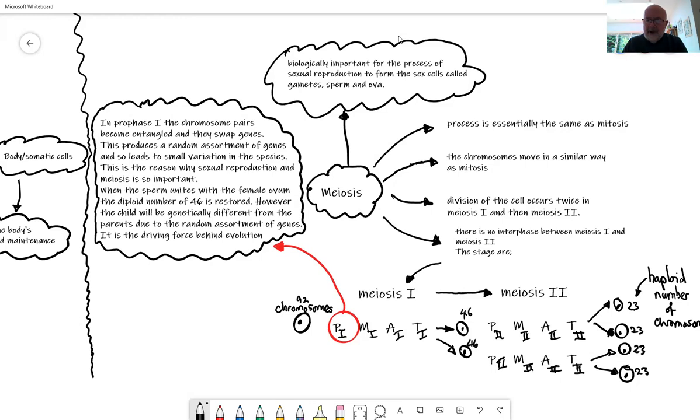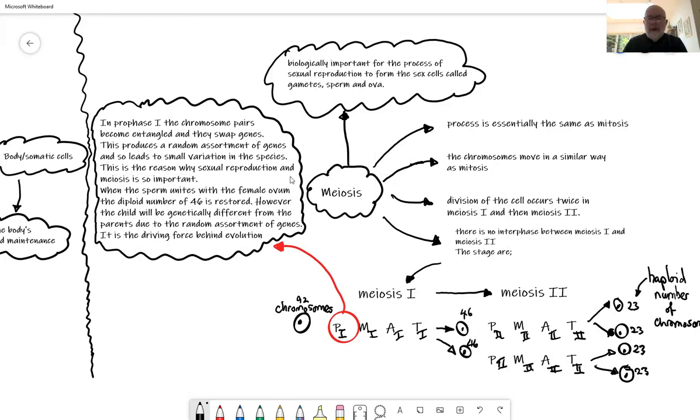So in meiosis 1, we have prophase 1, metaphase 1, anaphase 1, telophase 1. Then they immediately go through into meiosis 2, and each of the daughter cells produced goes through prophase 2, metaphase 2, anaphase 2, and telophase 2. What that means is that the original cell, and this takes place inside the testes and the ovaries, now produces 4 daughter cells, but with half the number of chromosomes, which we call the haploid number.